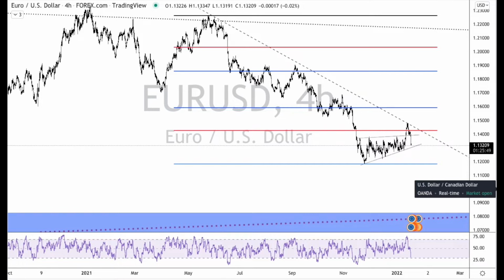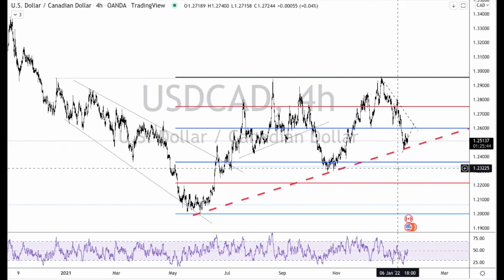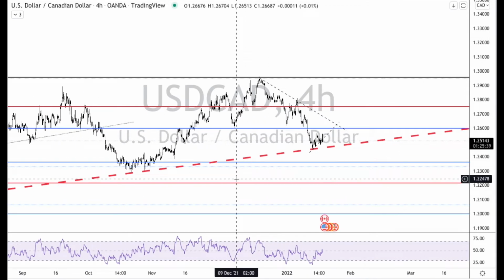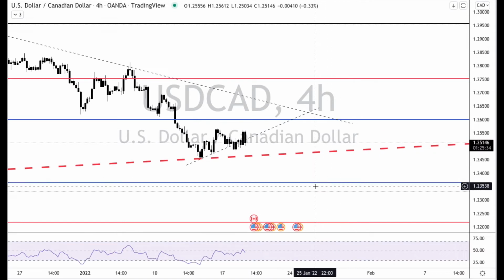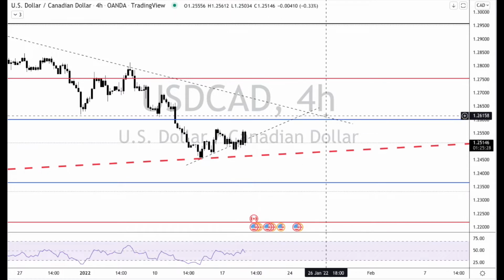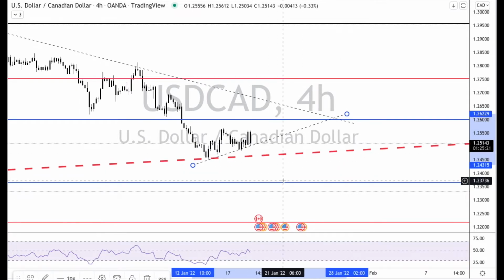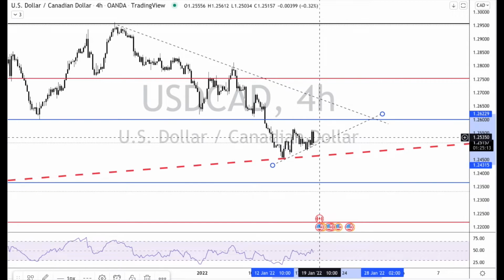US dollar against Canadian dollar. So we're going to look at that, okay, and that is heading to where I believe it was going to go. So let me just zoom in close and see what we've got going on here. Okay, well, I did say it's going to bounce off this level, right? And it is looking like it's bouncing off this level.